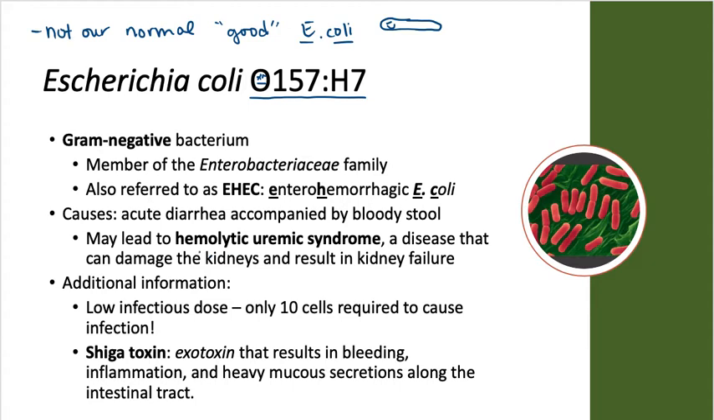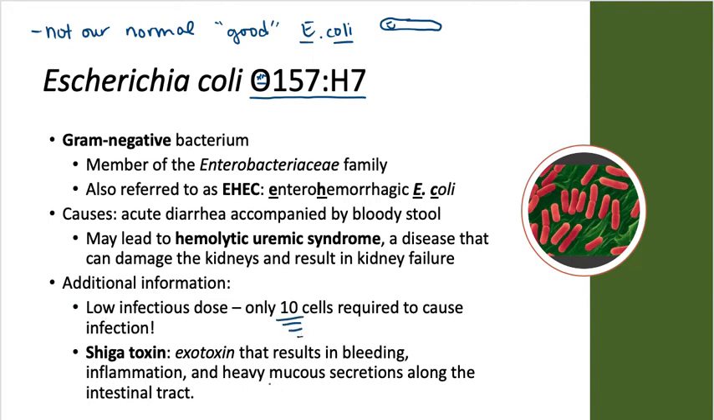It can cause such severe diarrhea that dehydration can be a cause of death, especially in young children. But what is also a cause of death is a complication called hemolytic uremic syndrome. This is a type of anemia that results from this EHEC infection, and it results in kidney damage and also kidney failure.